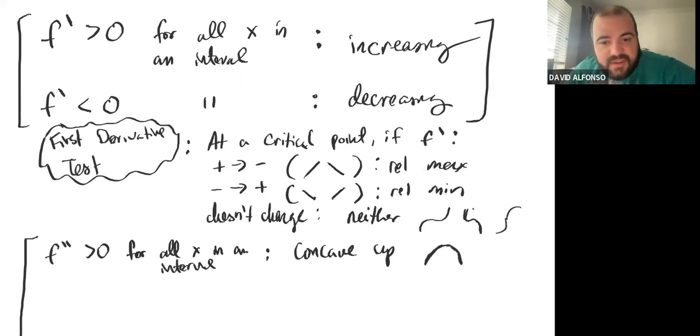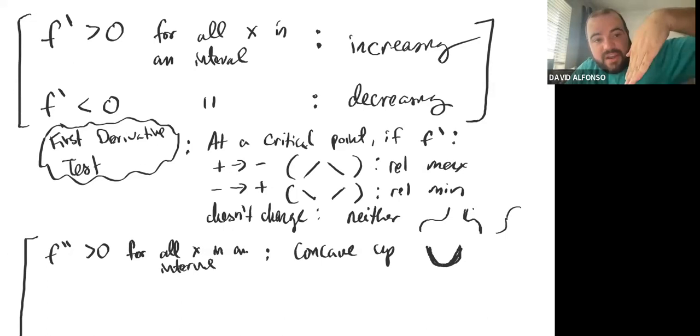Concave up means it has a shape like this. You can see that there are tangent lines, and as you move to the right, the slopes are actually increasing. Even if you have a negative slope, if you get less negative, you're increasing, right? And if the slopes are getting steeper and steeper, the slopes are increasing. So the graph takes on that curvy shape that goes in an upward direction.